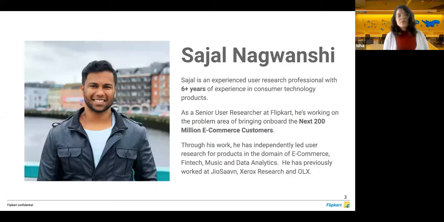So, over the next 53 to 50 minutes, we will have Sajal talking to you about the basics of user research and how to build a user-centered product. And through this discussion, he will illustrate 4 different types of user research that are conducted at various stages of product development. He will also share examples of how Flipkart leverage these methodologies in our own product development.